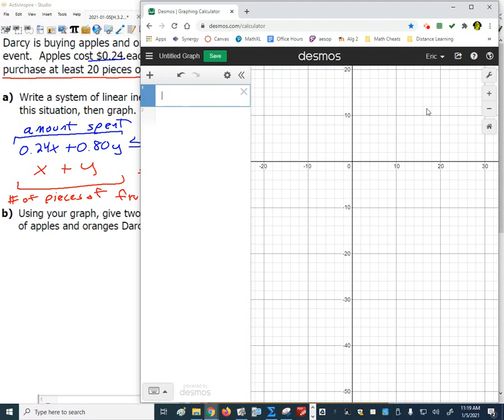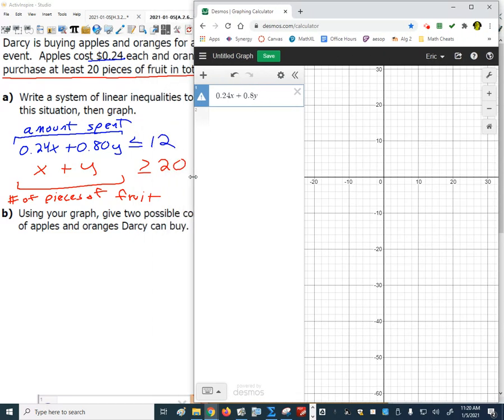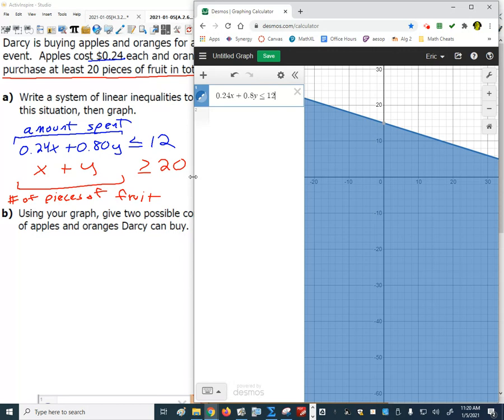Okay, so the first one we'll do is 0.24x plus 0.8y is less than or equal to 12. Okay, that gives me that whole region.